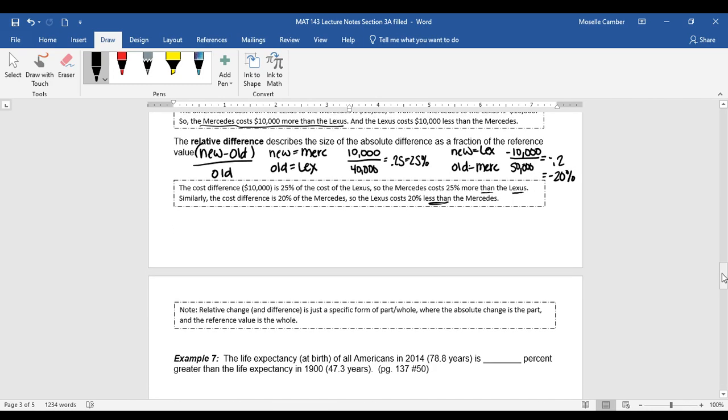Okay, note here that in both of these comparisons, this relative change, or the relative difference, this percentage amount, is really just another way of having the part of a whole, where the absolute change is the part and the reference value is the whole.